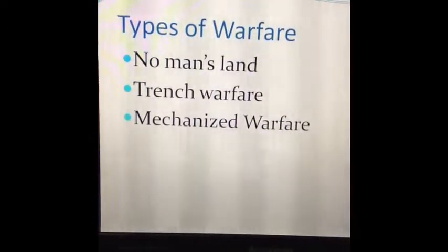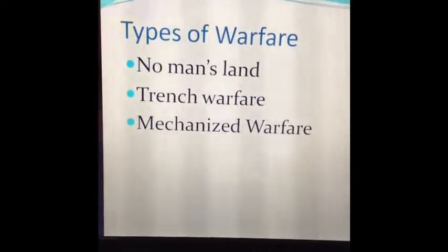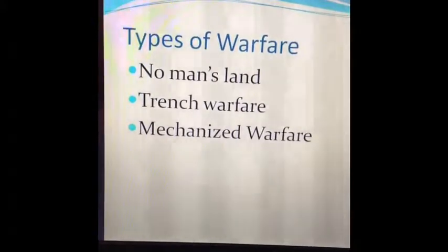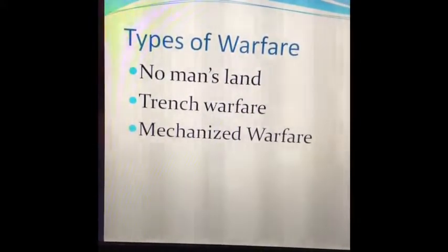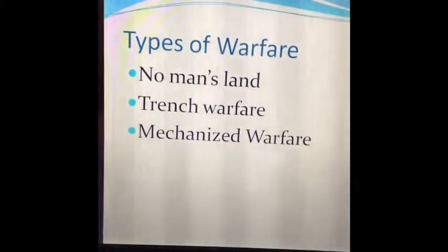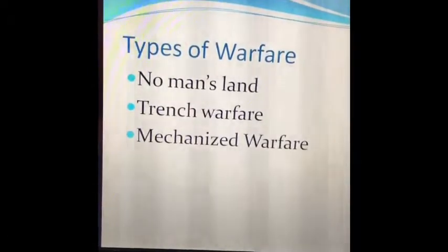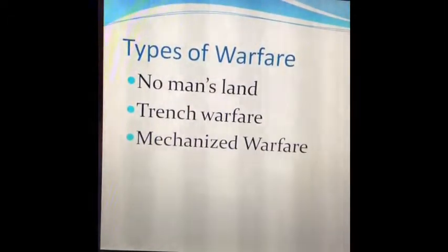Later in the war, countries adopted mechanized warfare. Mechanized warfare was warfare that relied on machines powered by gasoline and diesel engines. The two main weapons were the tank and the airplane.